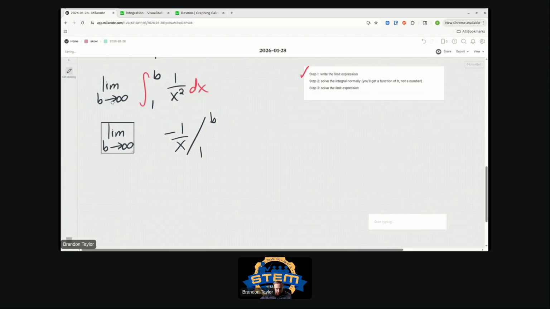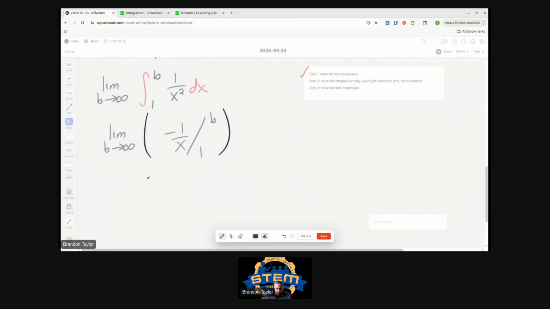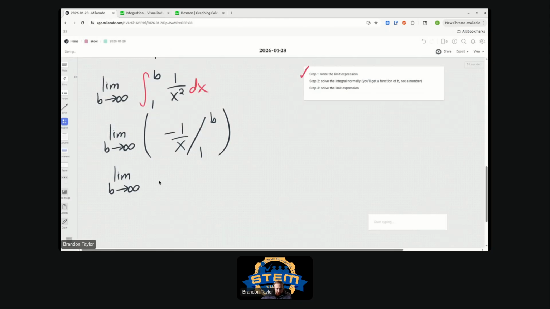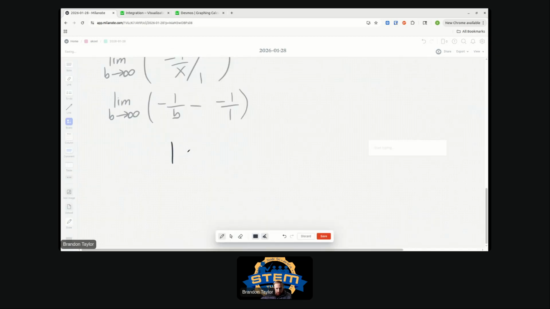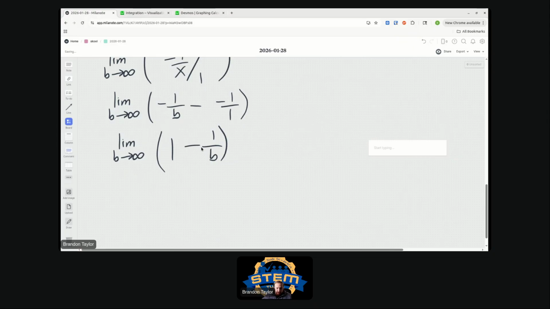I'm just going to keep the limit expression until the end. So keep the limit expression, and then what's this going to be? Negative 1 over b minus negative 1 over 1, or plus 1, in other words. So what do we get? We get positive 1 here, minus 1 over b. I just swapped the order. What is the limit as b goes to infinity of this expression? Think about it. If b is like 10 million, what is 1 minus 1 over 10 million?